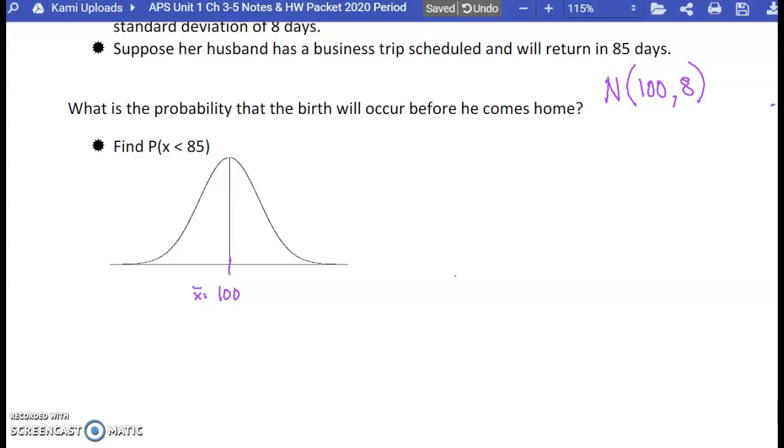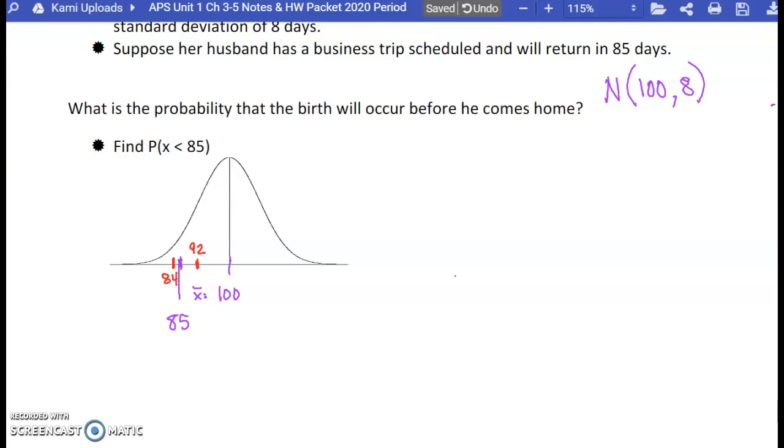I'm not going to label the whole x-axis. That's not necessary. Only do that if you're asked to. What I would do is label what I need. So I want to find the probability that the baby will arrive in fewer than 85 days. If I eyeball this, I'm going to put 85 right here. Thinking about standard deviations away from the mean, this would be 92, and then subtract 8 more, that'd be 84 right here. So this value is just under 2 standard deviations below the mean.